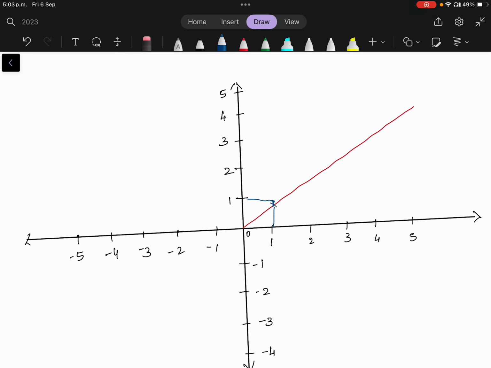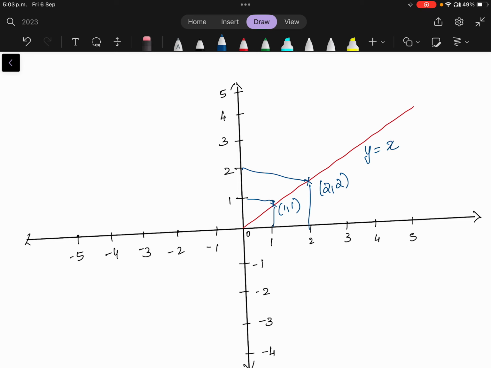See, my drawing is not correct. That is why we are not getting it. But this point is 1, 1. And if you take another point here, it will be 2, 2. So for all the points, the x coordinate and the y coordinate will be equal. So the equation of this line is y is equal to x.